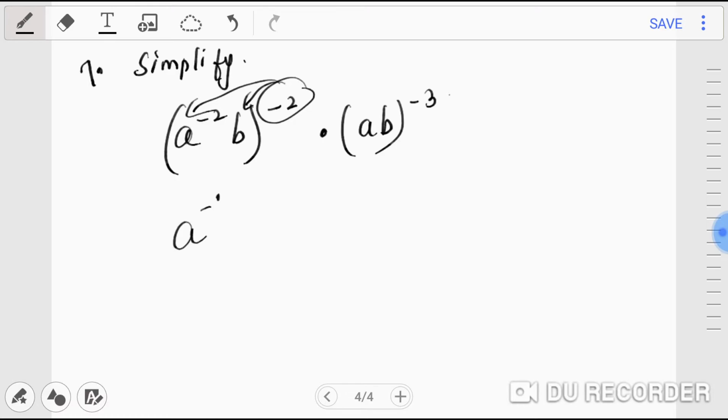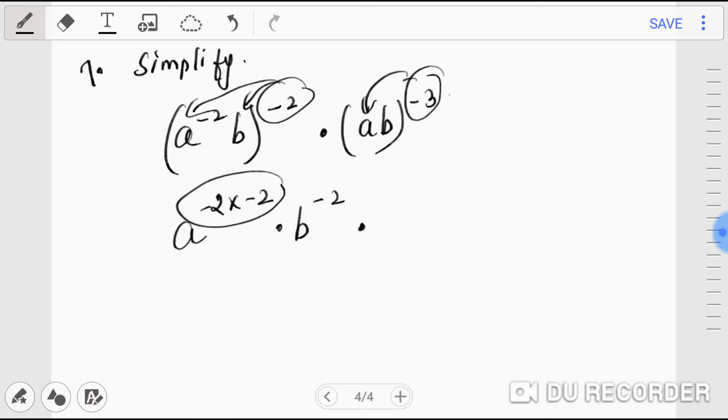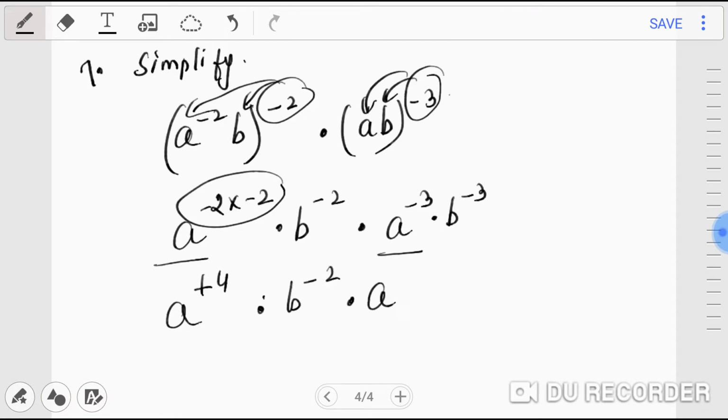So a minus 2 into minus 2 and b also gets this minus 2. Where did these two minus 2 come from? a already had a minus 2 and the second minus 2 came from outside. And this minus 3 will be with a also, b also. a minus 3, b minus 3. The exponent of a will be minus 4. Sorry, plus 4. Minus minus becomes plus. 2 into 2, 4. And that will be b minus 2, a minus 3, b minus 3.